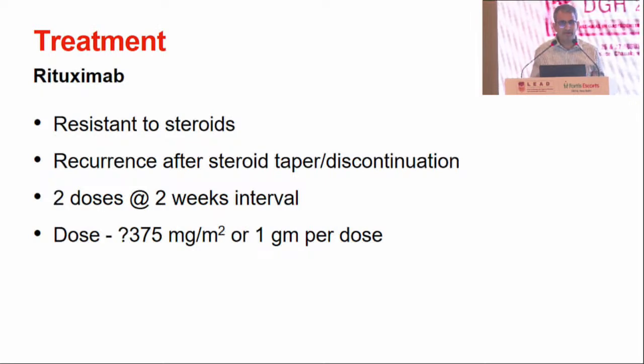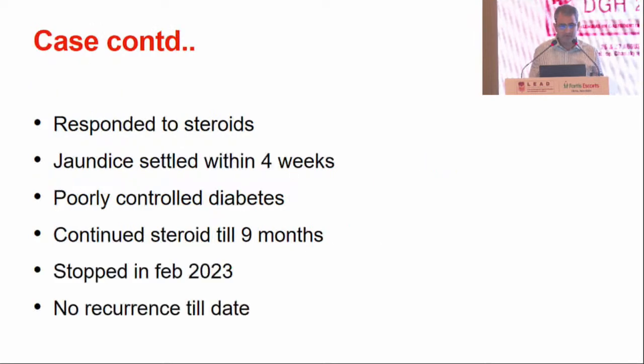In this case, we may consider it, because that's exactly the problem we faced. The patient responded to steroid. Within a week, we saw a downtrend on LFTs. Jaundice settled within 4 weeks, but the diabetes became very poorly controlled. We actually started having a problem. We didn't know what to do in such patients. So I guess rituximab straight would have been a good choice, but we started with steroids.